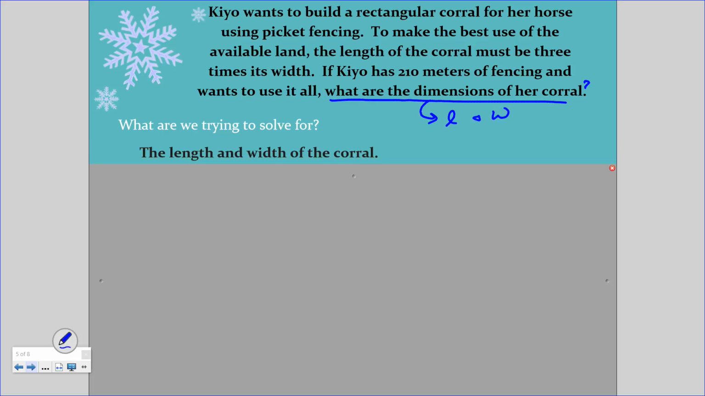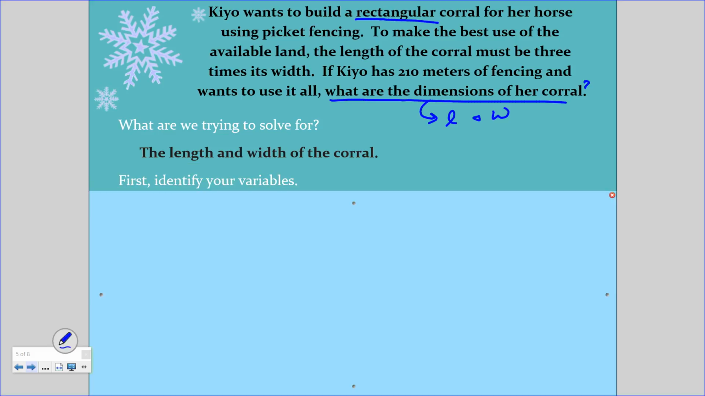So we are looking for the length and the width of the corral. Now, we're told that Kaya wants to build a rectangular corral. That is a big hint here. The shape of the corral being rectangular is going to help us with writing our equation in a moment. So we need to identify our variables. Let me build onto this, and then I'll get back to that note about rectangular.